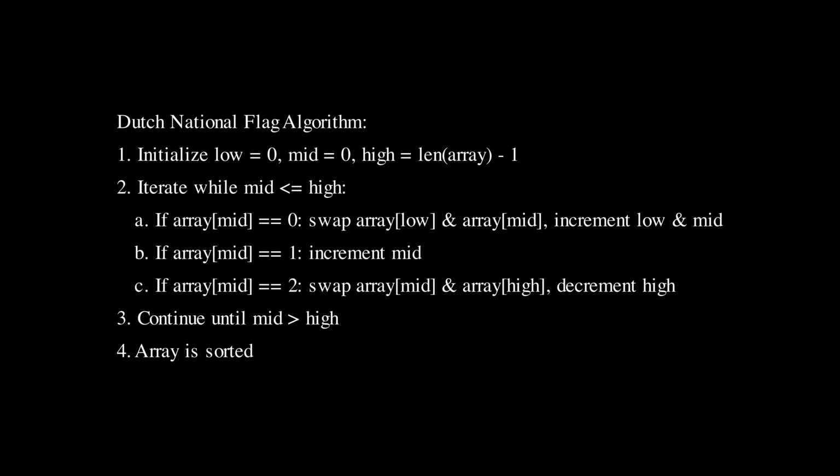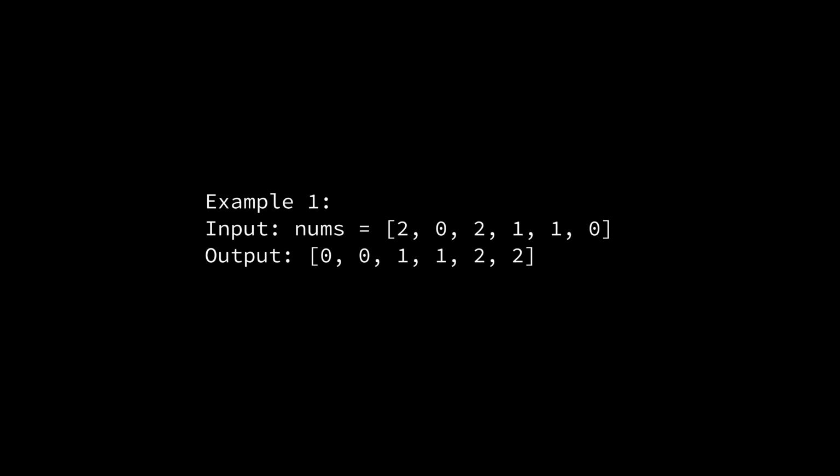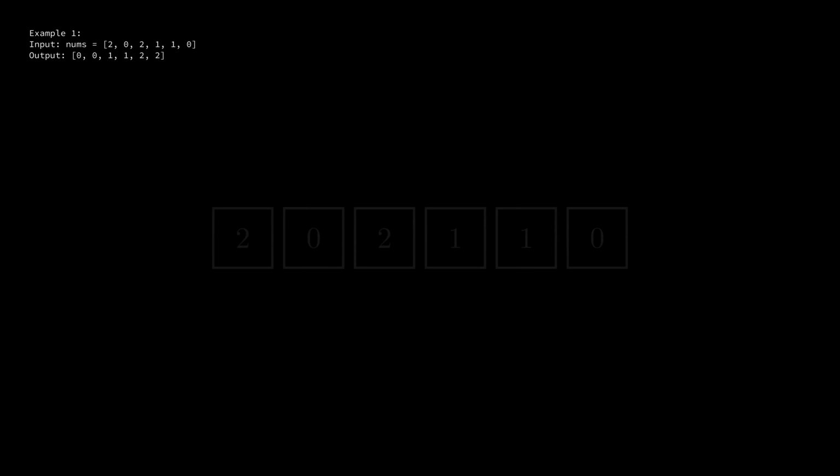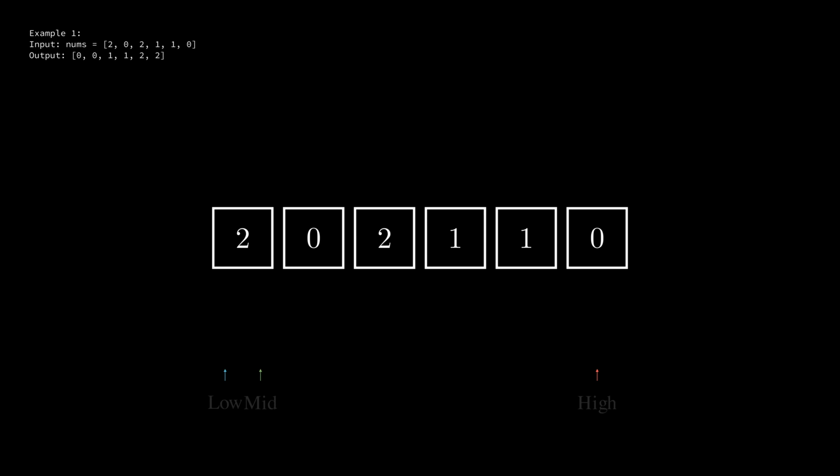We continue this process until mid surpasses high. At this point, all elements are sorted, all 0s at the start, all 1s in the middle, and all 2s at the end of the array. Let's now look at an example from LeetCode. We're given the input array 2, 0, 2, 1, 1, 0.